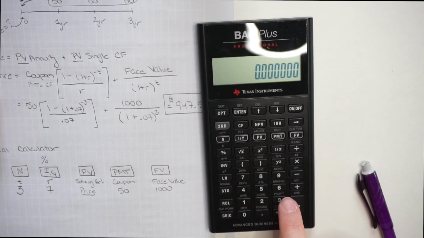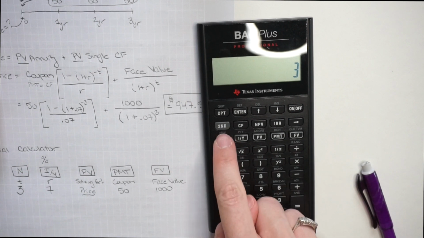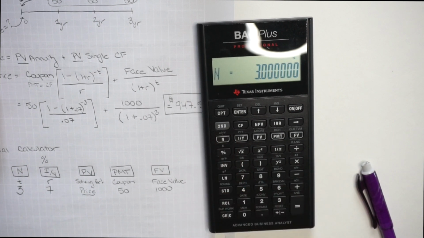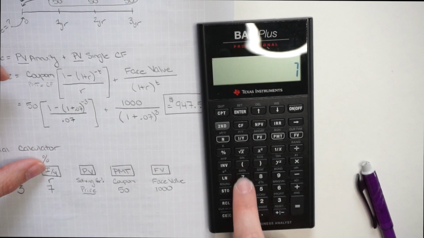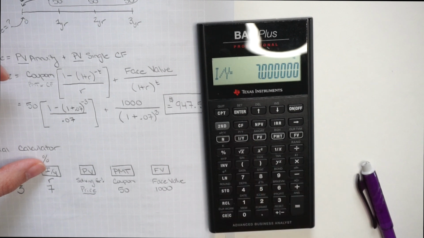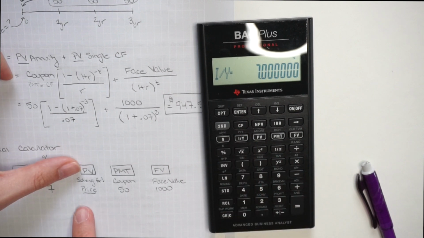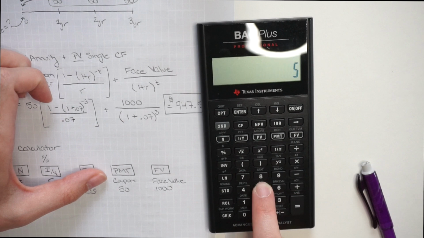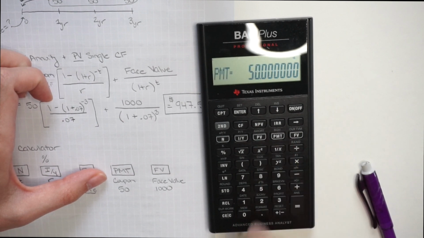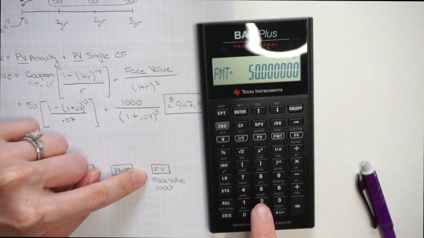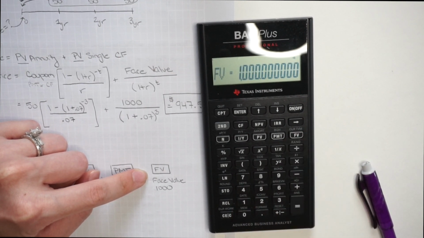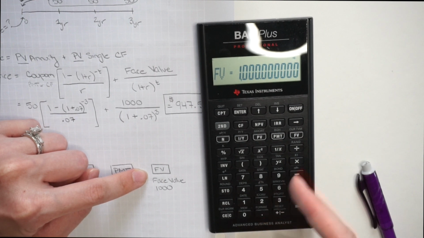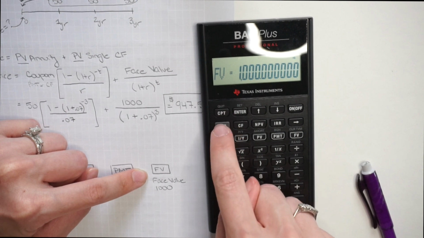So I have my N is 3, so I'm going to do 3, and then I'm going to hit N. Then you just move right on to the next one. So next up I have 7, that is my I over Y. This one I'm going to skip for now. Then I have 50, that's my payment. Then lastly, I have 1,000, that's my FV. Now in order to solve it, I'm going to quit out of this menu. So I'm going to do second, compute.